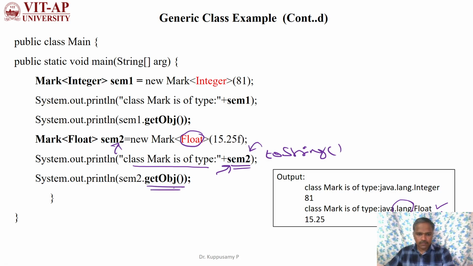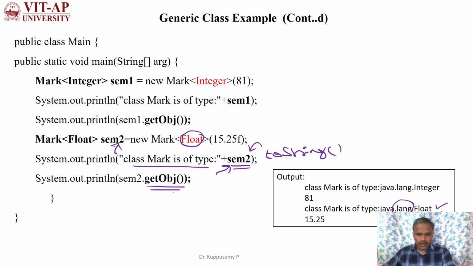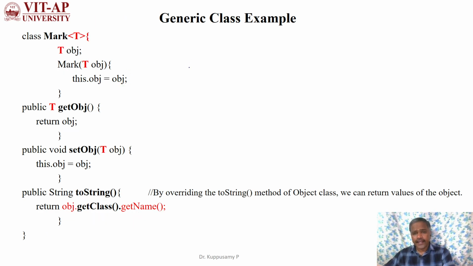Then I am getting the object by calling the getObject method. In the getObject method we are returning the object value we assigned here. The 15.25 is returned, and it is printed in this statement, which is displayed here. So like this, first time the class is carrying the integer data type. So the generalized variable T carries an Integer data type object the first time, and the next time when you are calling, it carries a Float data type object.